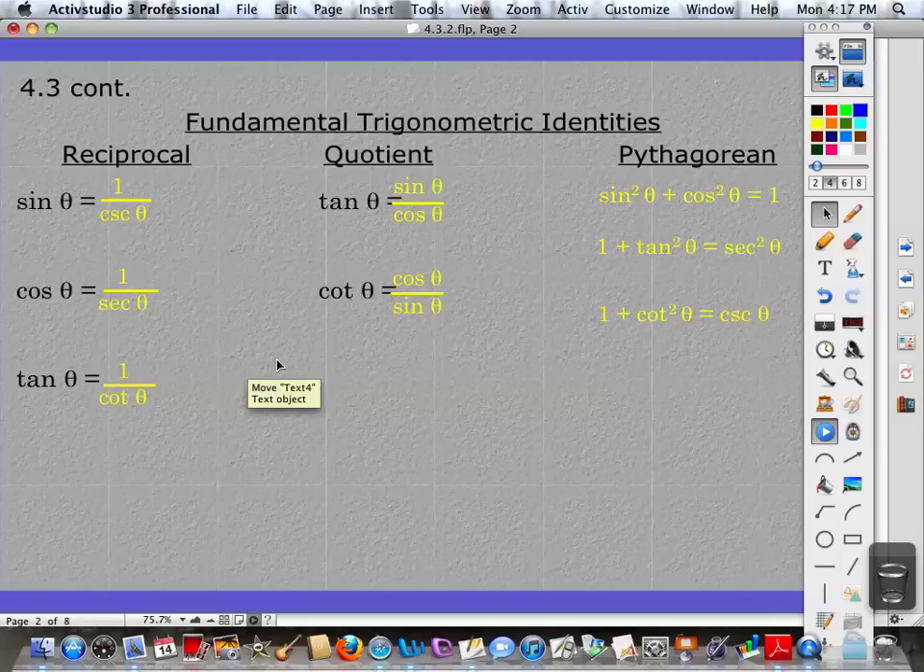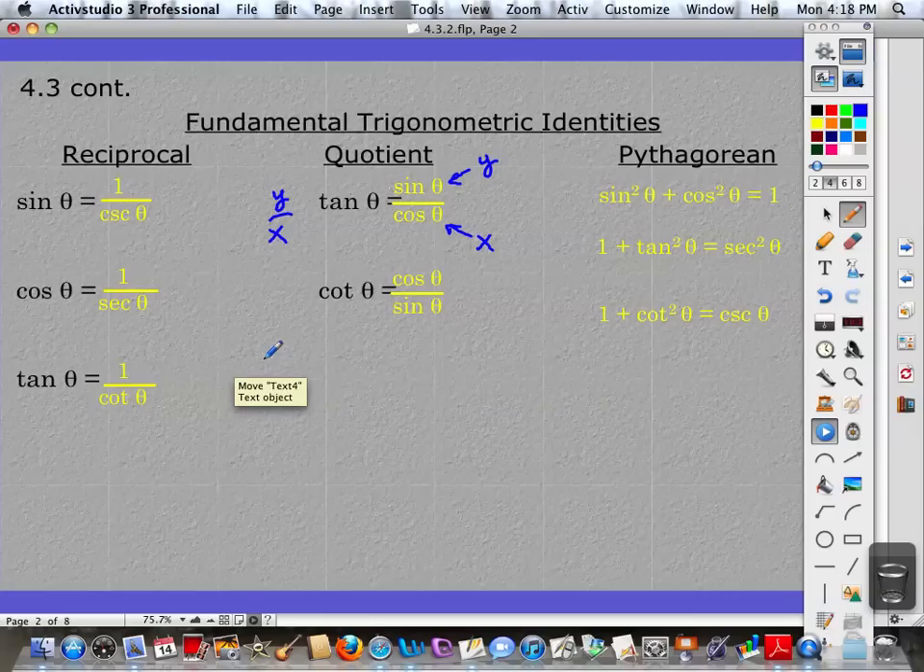We also have these quotient identities, where the tangent of theta is the sine of theta divided by the cosine of theta. And that should make sense because remember what we talked about before was that the sine of theta really related to y and the cosine really related to x. And we had defined tangent initially to be the y value over the x value in our unit circle. And since the cotangent and the tangent are reciprocals, then that means that the cotangent of theta is cosine theta divided by sine theta.